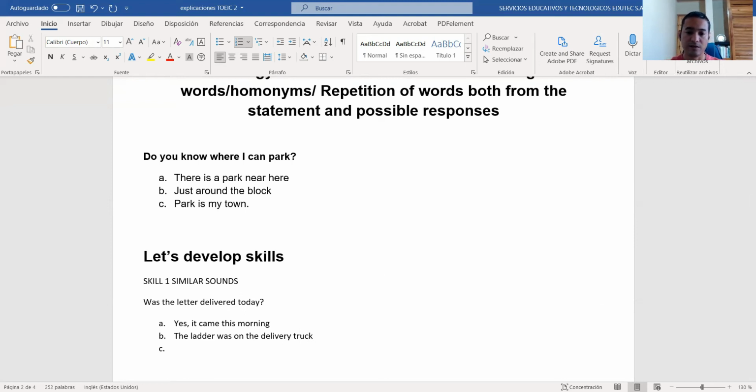In letter C. C. He was late on Tuesday. Okay, so similar sounds: letter, ladder, and late. So obviously here, option A would be the answer.